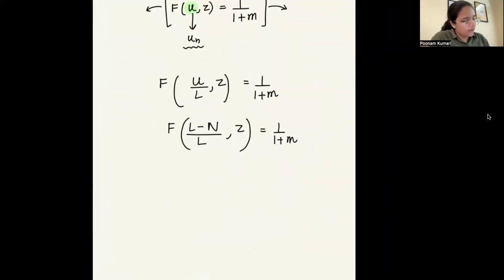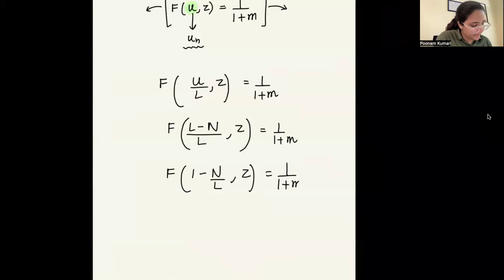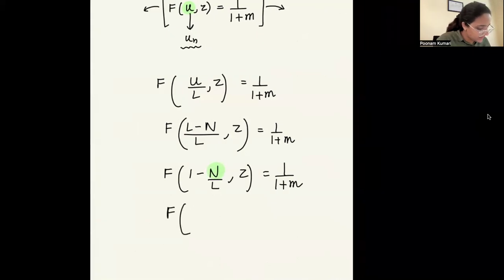Okay, so I can simply write it like 1 minus N by L comma Z is equals to 1 upon 1 plus M. And I know, given whatever assumptions that we have, this level of employment should be exactly equal to output. So my function becomes this. So when they are both equal, we get this, right?